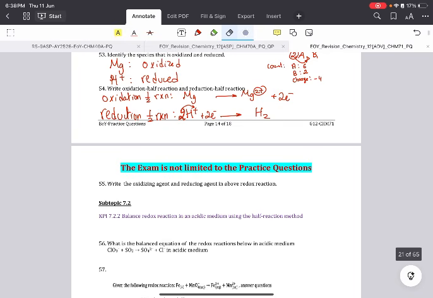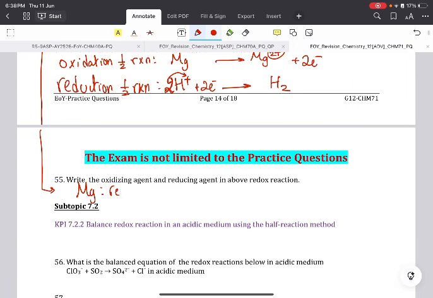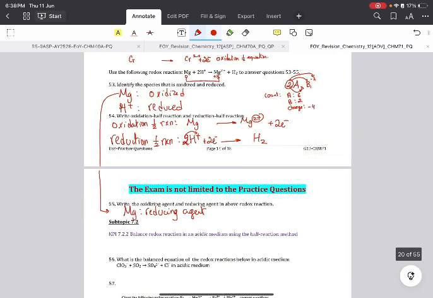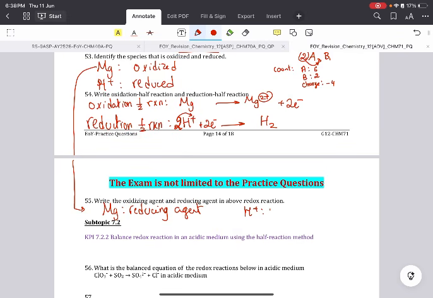Write the oxidizing agent and the reducing agent. So Mg is oxidized, so Mg is the reducing agent, and H plus is reduced, so H plus is the oxidizing agent.